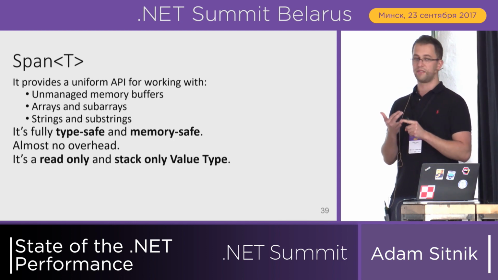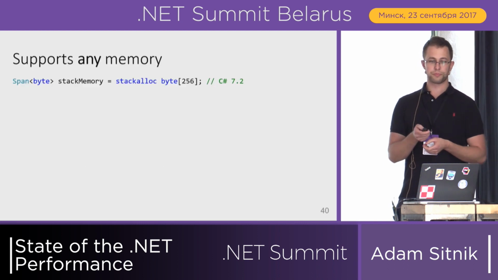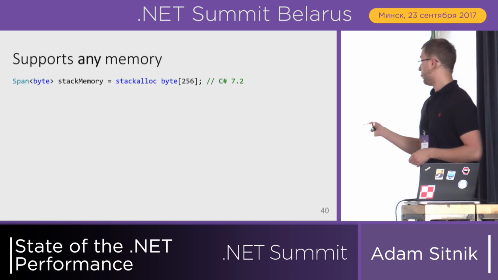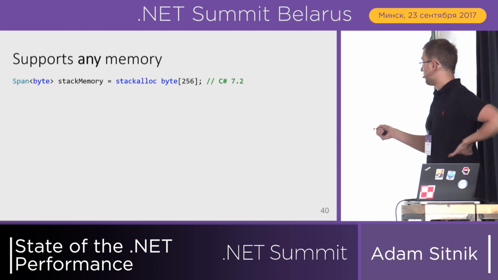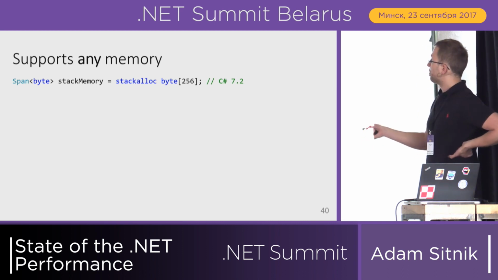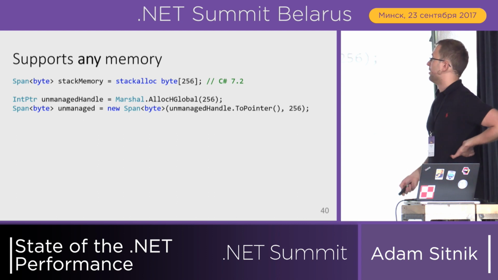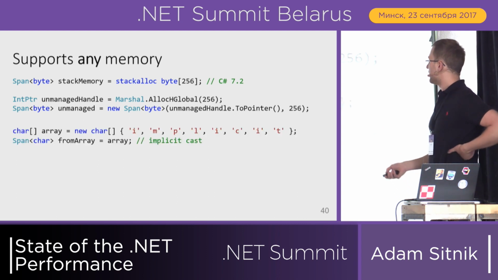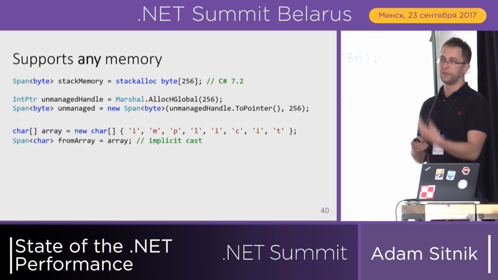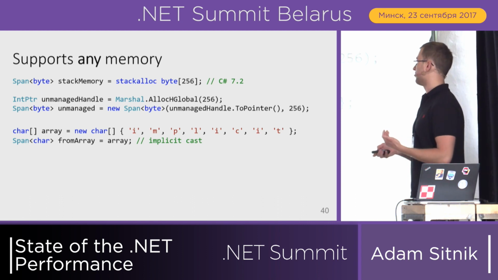But it's also a stack-only value type, which I will be talking about soon. So how do we work with span? We can allocate memory directly on the stack with stackalloc in a safe context with C# 7.2 and create a span out of it. We can allocate memory on the unmanaged heap, get the pointer, and create a span. For arrays, we even have an implicit cast operator, because this is the most popular use case.